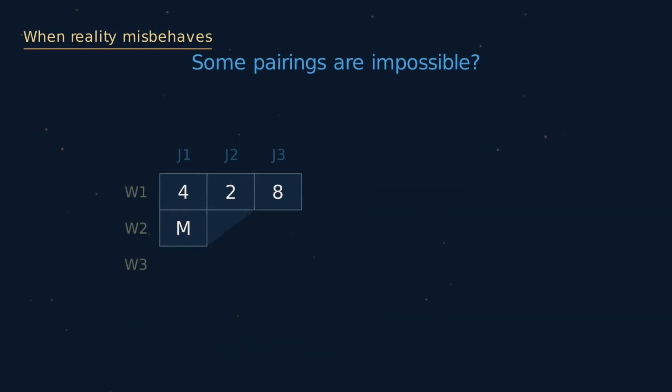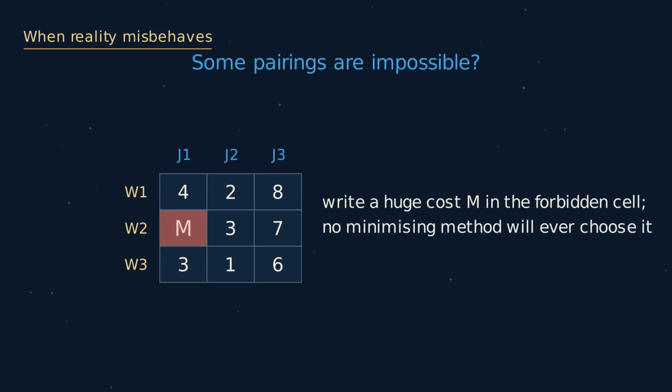Third, forbidden pairings. Suppose worker 2 simply cannot do job 1, wrong skill, wrong license, wrong shift. Don't remove the cell. Price it out of the market. Put a huge cost M in there, and since we are minimizing, the method will avoid it on its own without any special handling.